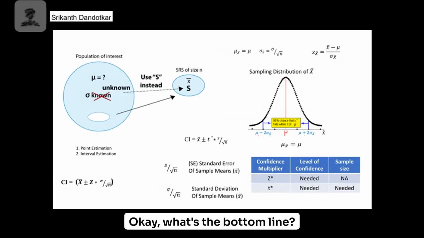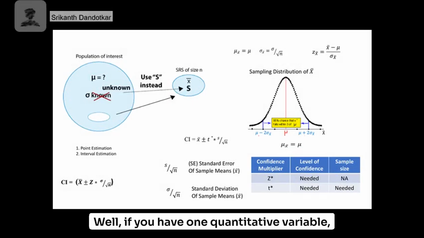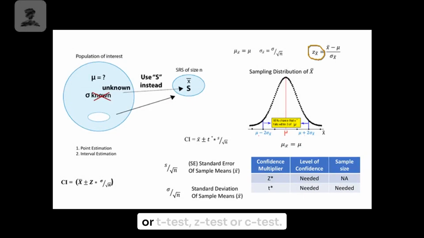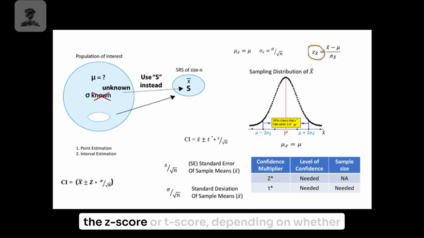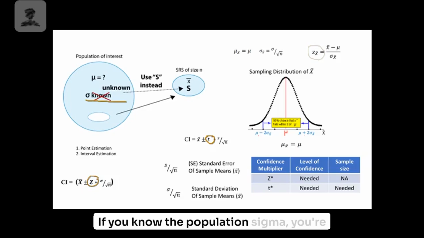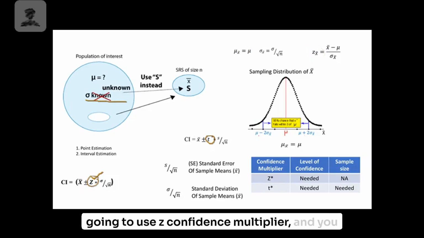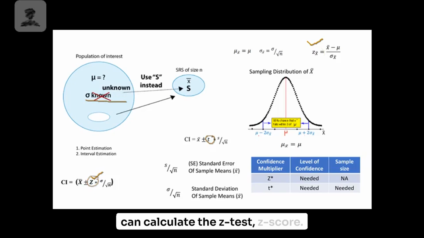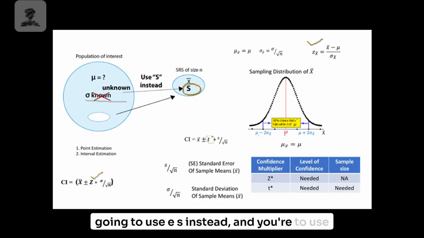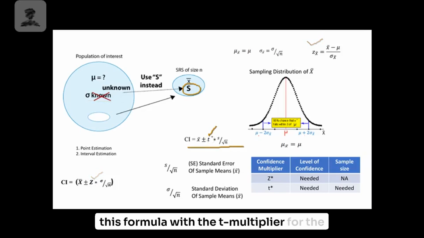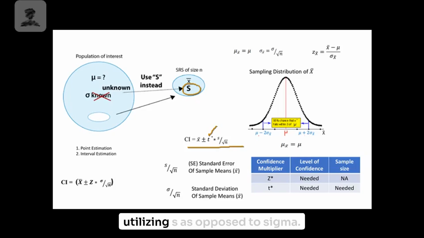Okay, what's the bottom line? Well, if you have one quantitative variable, you can either use z-test or t-test. For the confidence intervals, you can either use the z-score or t-score, depending on whether or not you know the population sigma. If you know the population sigma, you're going to use the z confidence multiplier, and you can calculate the z-test, z-score. If you don't know sigma, then you're going to use S instead, and you're going to use this formula with the T multiplier for the confidence. And you're going to use a formula for T utilizing S as opposed to sigma.